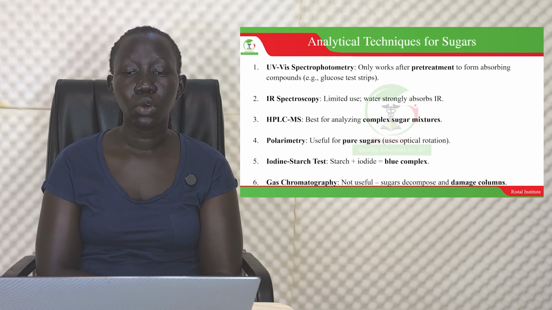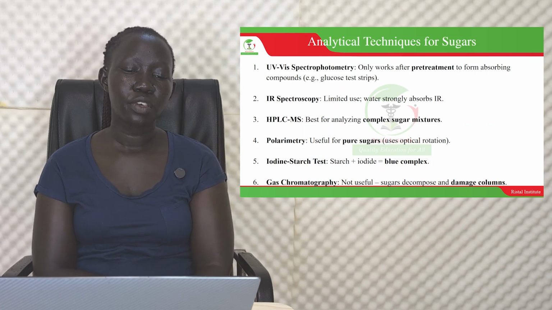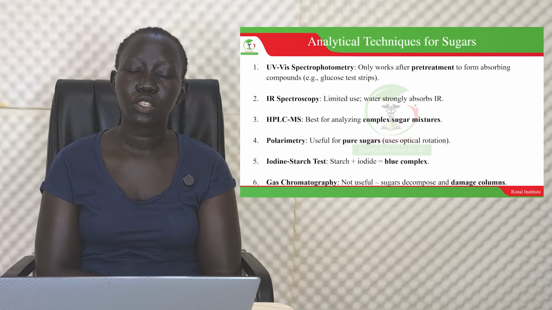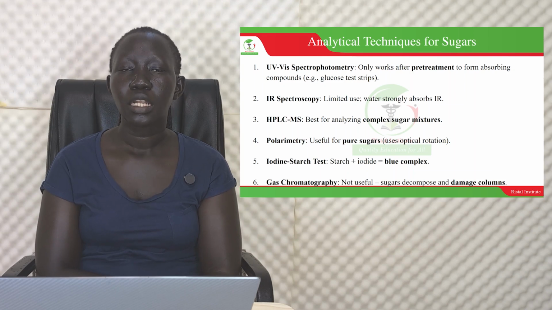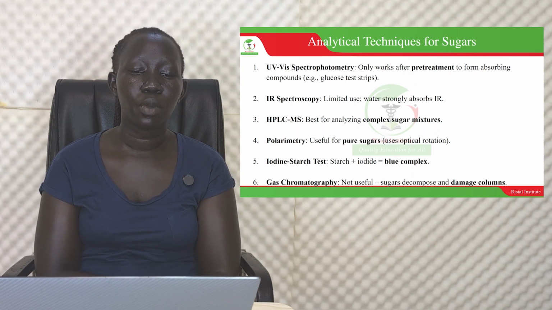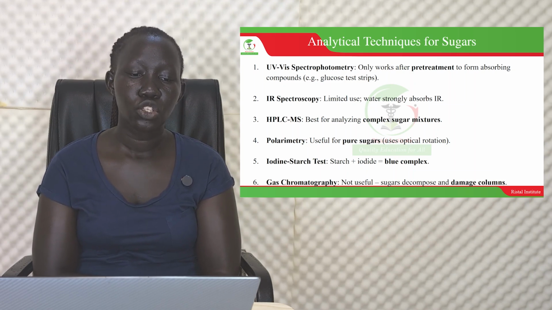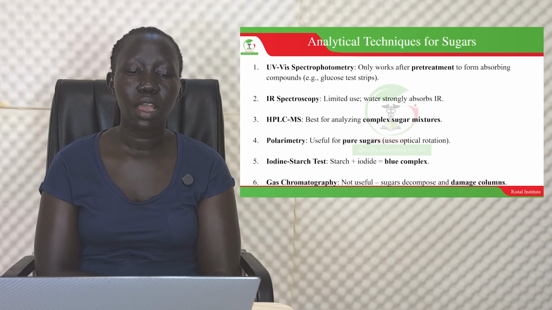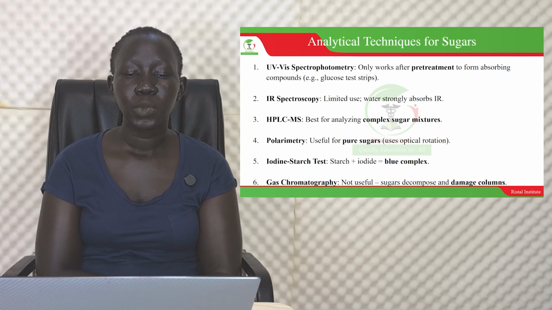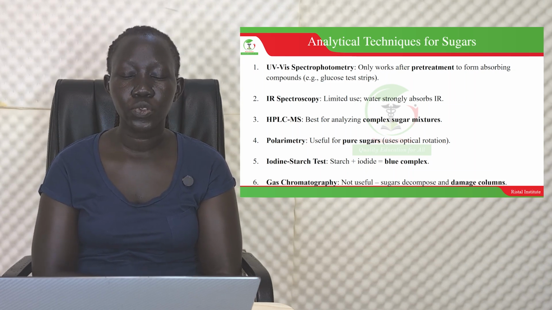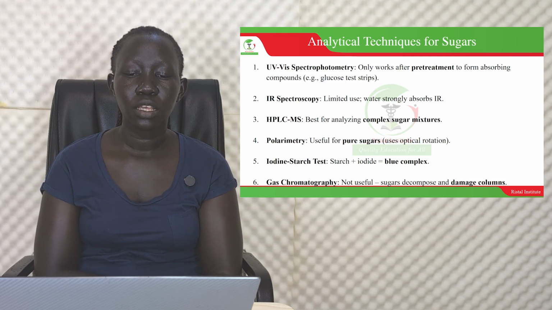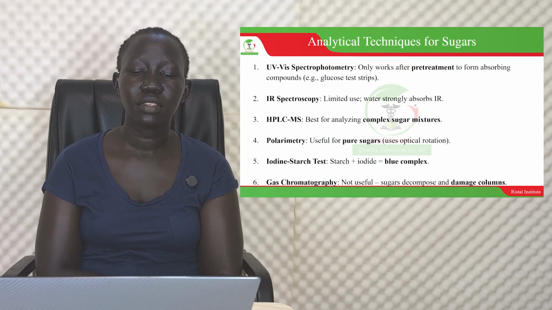Analytical techniques used for sugars. We can use UV-Vis spectrophotometry, and this only works after pretreatment to form absorbing compounds, for example, the glucose test strips. We also have IR spectroscopy. This one has limited use, because water strongly absorbs the IR. Then we have HPLC-MS, which is best for analyzing complex sugar mixtures.